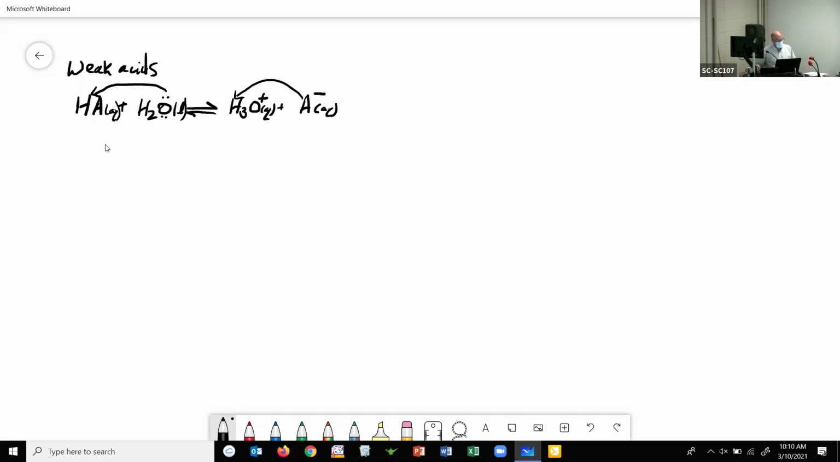Now we could write out what's called a Kc for the system. So we write out a Kc for the system: all the concentrations. Hydronium ion, its conjugate, divided by the original weak acid, water.